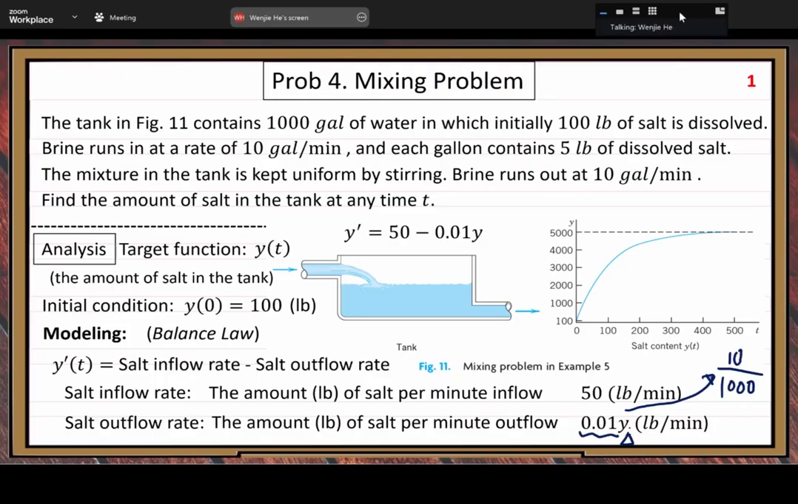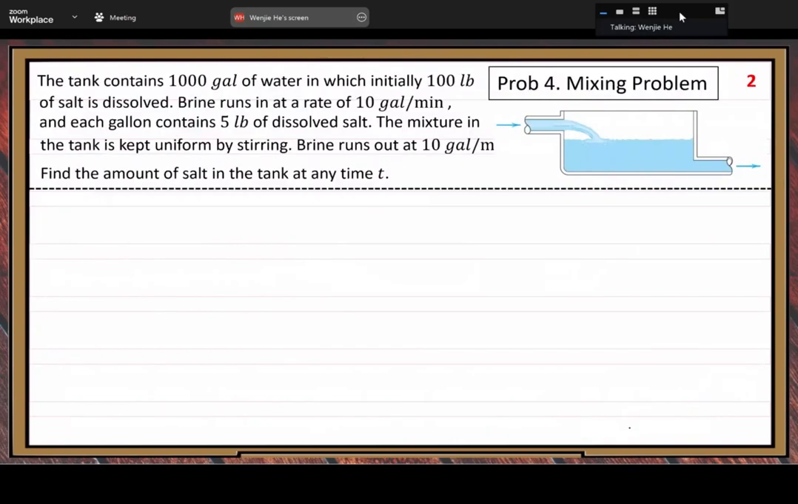Next, step number 3, solve this equation. It is a separable ODE. All right, so let's continue with the solution part. We have the initial condition y(0) equals 100. We need to determine the y function.